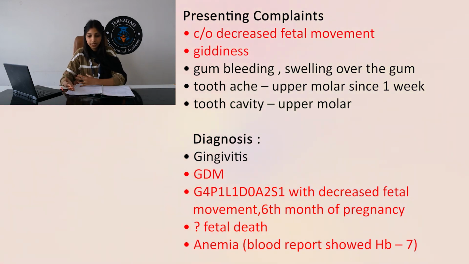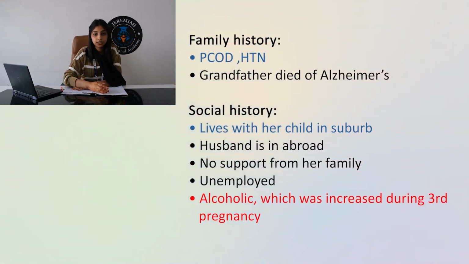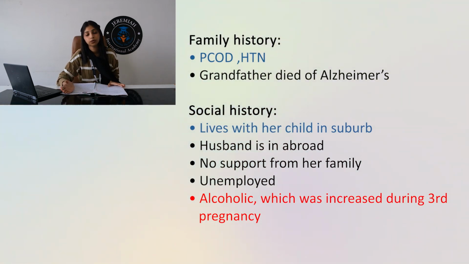Then we can mention that the patient has GDM, and mention her gestational score. Then her month of pregnancy, that she is a 6 month pregnant woman, we can mention in the same paragraph. So the next thing is in the present pregnancy, like in the social history, we have mentioned that the patient is an alcoholic which was increased during her 3rd pregnancy. So we can also include this data in this first body paragraph. Okay, then we can include this much in the first body paragraph. Similarly, anemia also we can include in this first body paragraph.